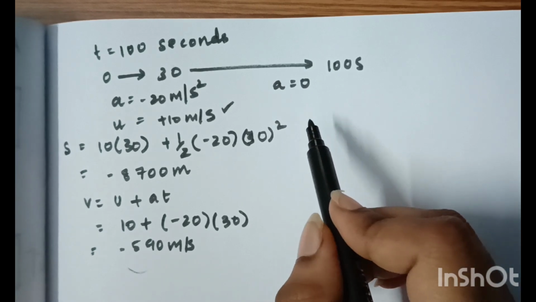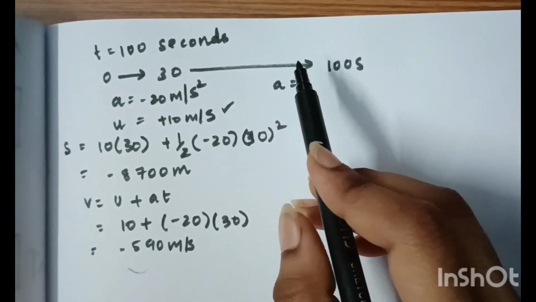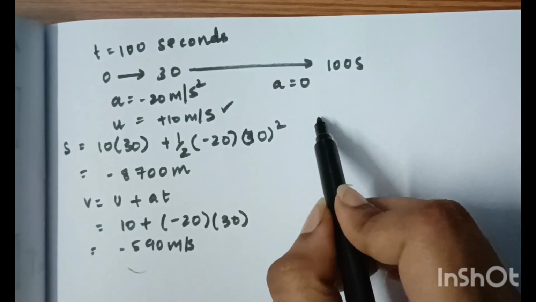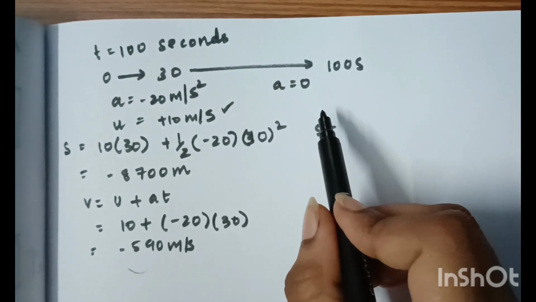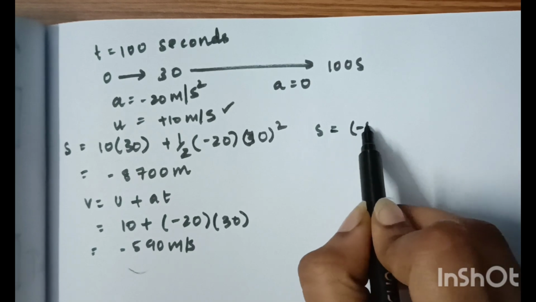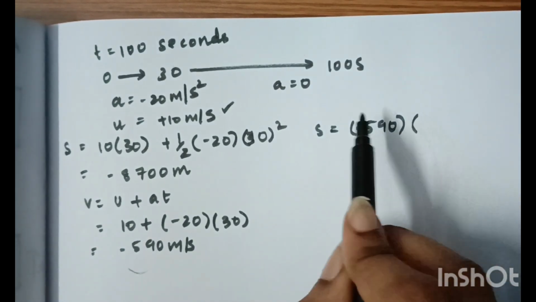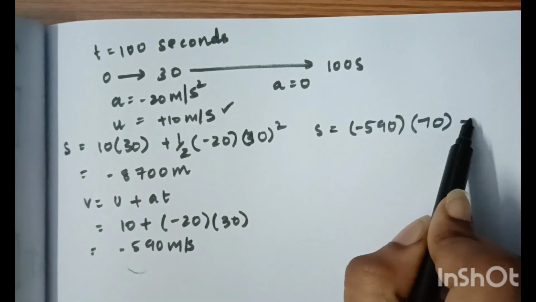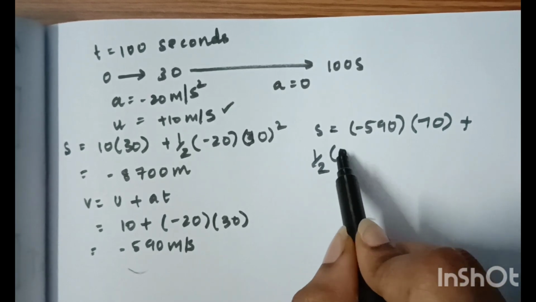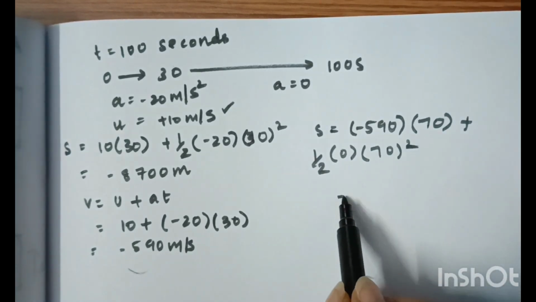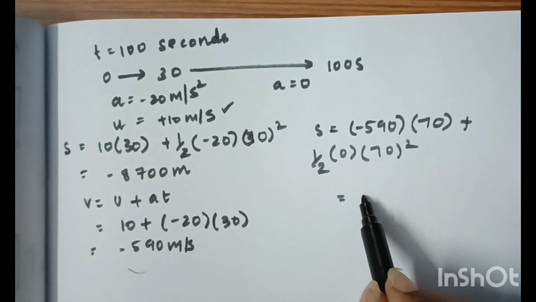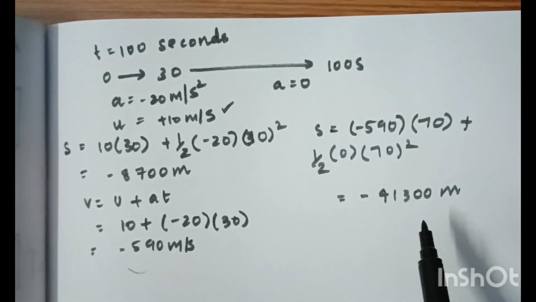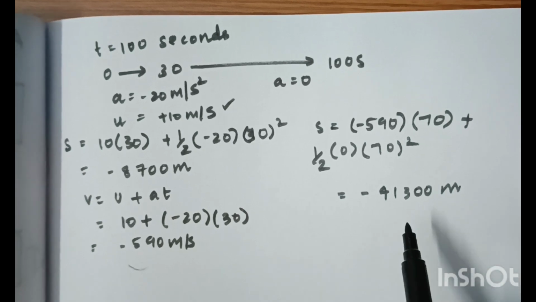So now let us see for the remaining part what distance it is traveling. That is s equals ut plus half at square. Again, what is u? Initial velocity is minus 590 into time. What is the time interval? That is 100 minus 30 seconds, that is 70, plus half acceleration which is 0, t square is 70 square. So this is minus 590 into 70, that is minus 41300 meter. Now this is the distance traveled in the next 70 seconds.